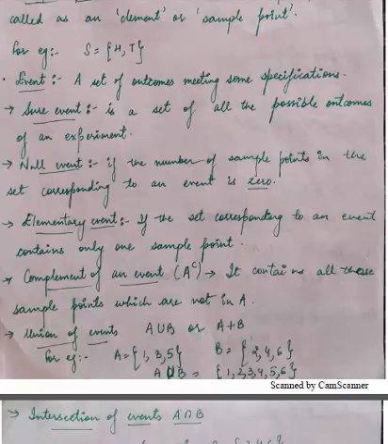Second one is null event or impossible event. If the number of sample points in the set corresponding to an event is 0, then it is said to be a null event or impossible event.